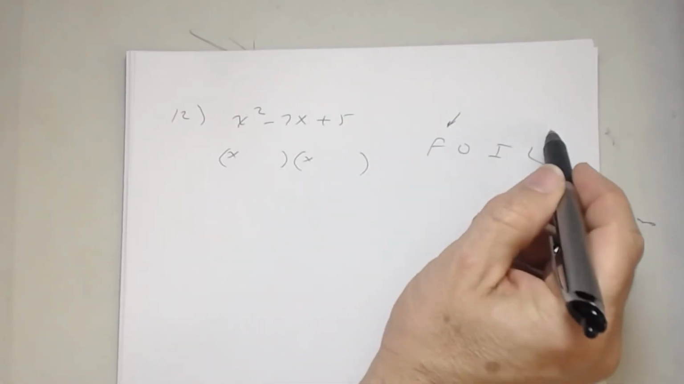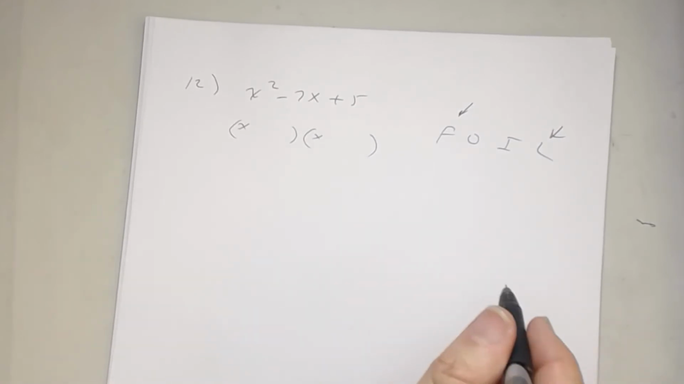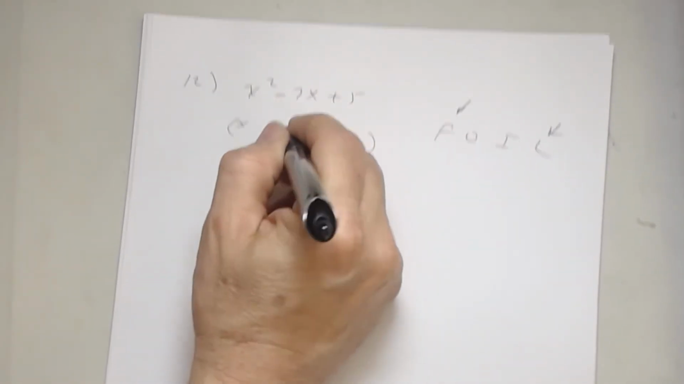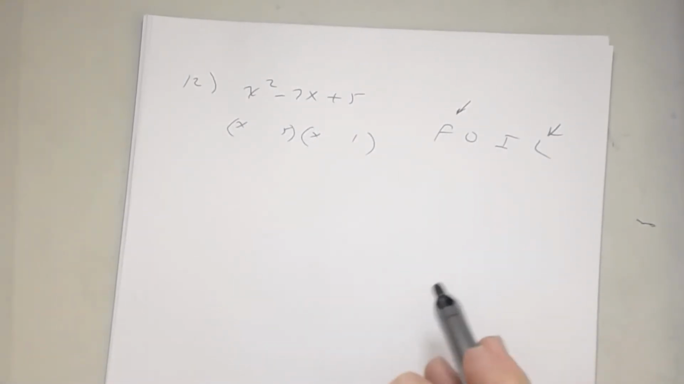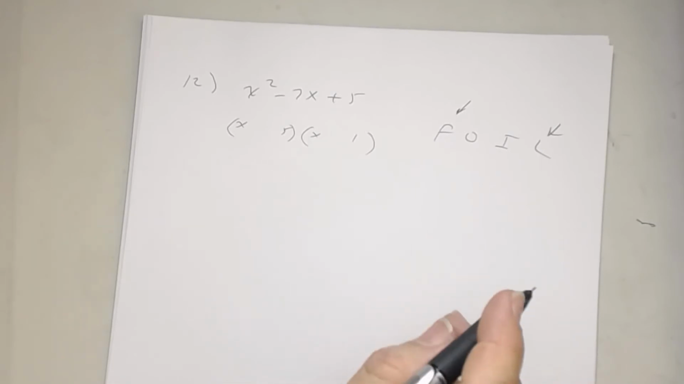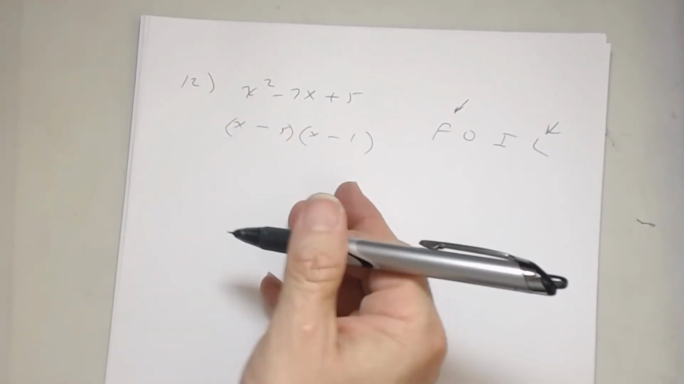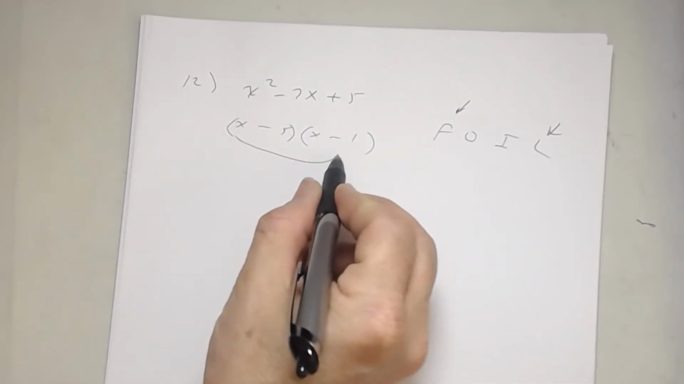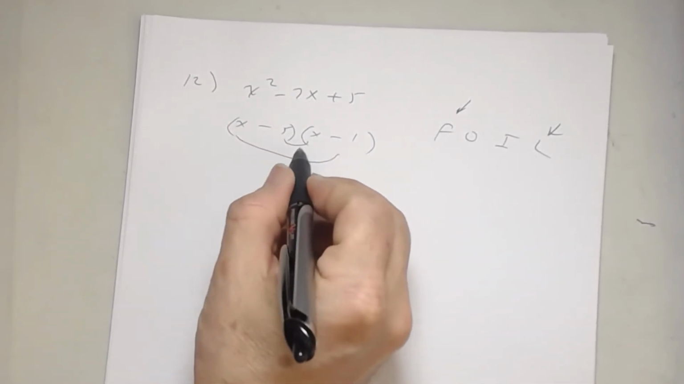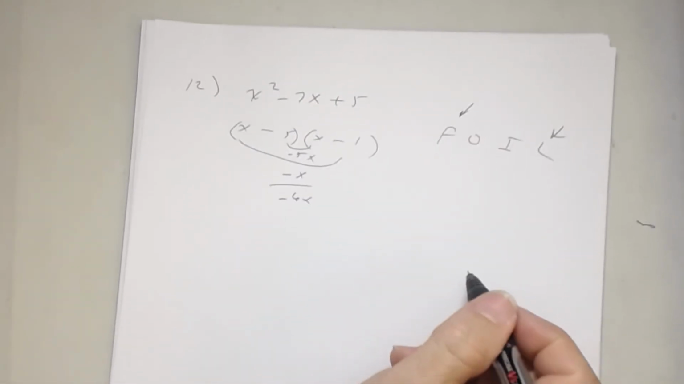Okay. Now let's go through the L. What are the possibilities for 5? There's only one. It's prime. 5 and 1. So let's put the 5 here, the 1 there. Last sign's positive, right? What does that mean? Signs are the same. So they're both going to be what? Negative. Okay. Now do you circle that as the answer? What must you do? Check the outer and the inner. What's the outer? What's the inner? When I add them up, what do I get? Is that what I wanted? No.